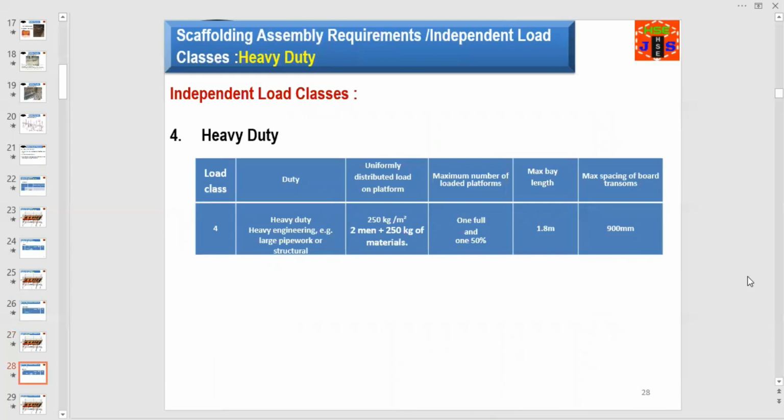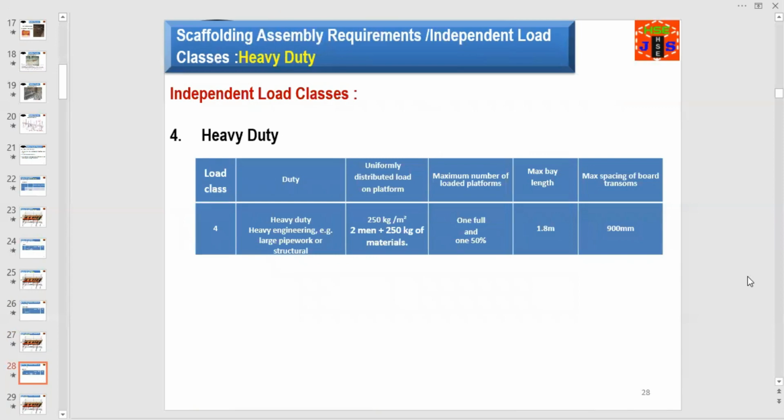Number 4, heavy duty. This is class 4. Heavy duty scaffold is used for heavy engineering such as large pipe work or structural work. Here the load distribution on platforms, 250 kg per square meter. 2 men plus 250 kg of materials you can keep on the platform per square meter.